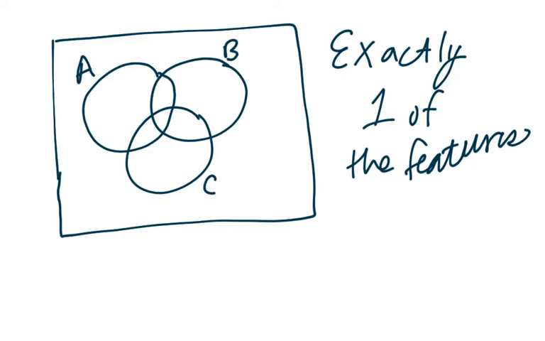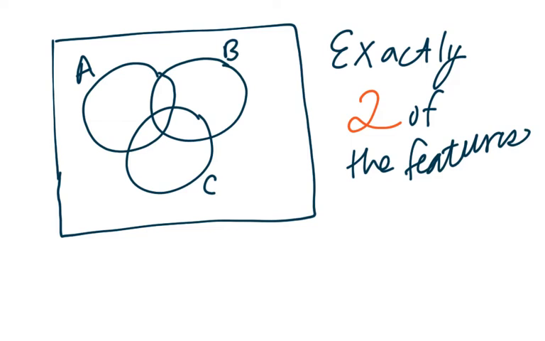Now, if it were to say, how many have exactly 2 of the features? That means those are our spaces that overlap between 2 circles, okay? But if it says exactly 2, it can only be the overlapping parts that overlap only 2 circles, not the space that overlaps all 3.